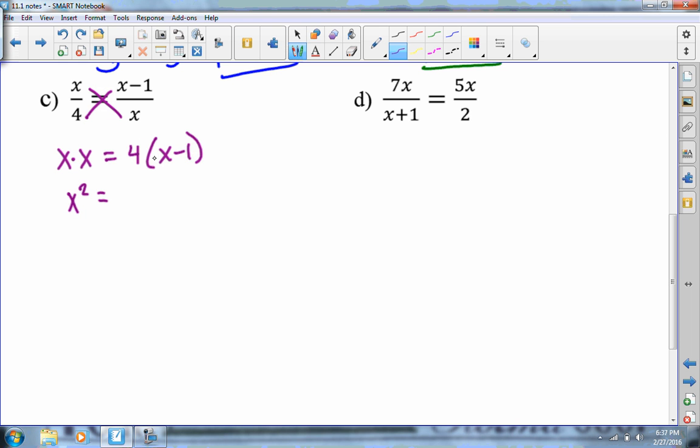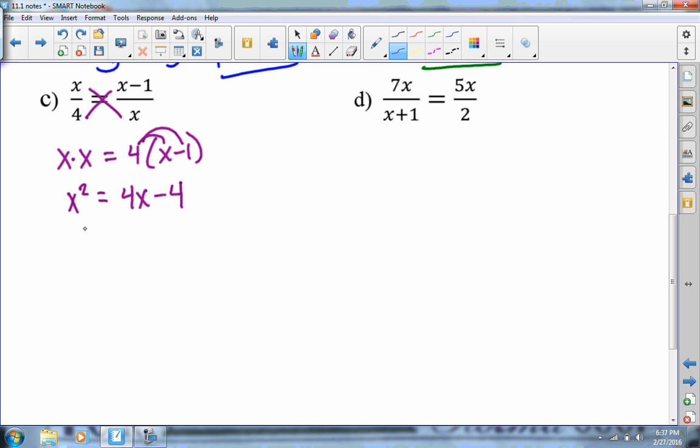Now here, since I wrote this down nicely, I can see that I have to distribute. I have a number outside the parentheses, so that's a clue that I have to distribute the 4 to the x and the 1. Now again, I've got an x squared and an x term, just like we had in the previous example. So that means I have a quadratic that I'm going to have to try to factor, or I can use the quadratic formula.